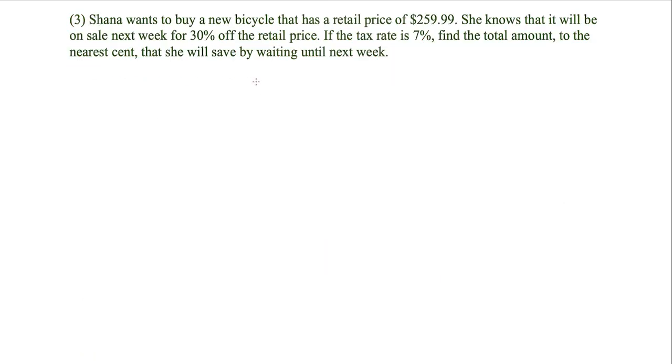For question 3, we have Shauna wants a new bike. Here's the price of the bike. She knows that next week there's going to be a sale, 30% off, and the tax rate is 7%. What we need to find here is the total amount to the nearest cent that Shauna is going to save if she waits until next week. So for this question, we have to calculate two things. The price right now.